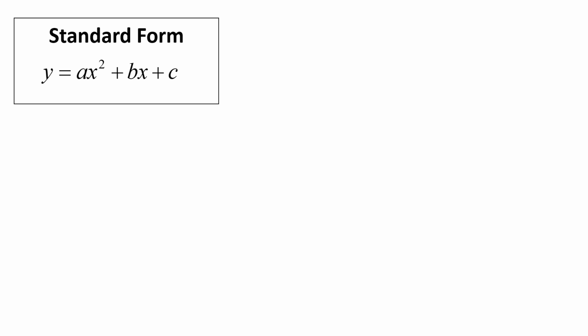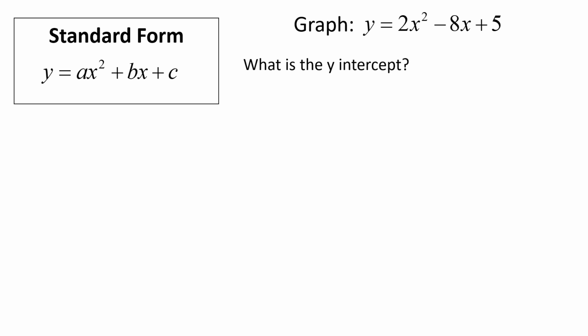If you are in standard form, you're going to transform this equation into vertex form in order to be able to graph it. So if we want to graph y equals 2x squared minus 8x plus 5, that is in standard form. The first thing you're going to do is, before that, remember that the last number is always your y-intercept. That c value is your y-intercept. So you know that your y-intercept is 5, or as an ordered pair, 0, 5.